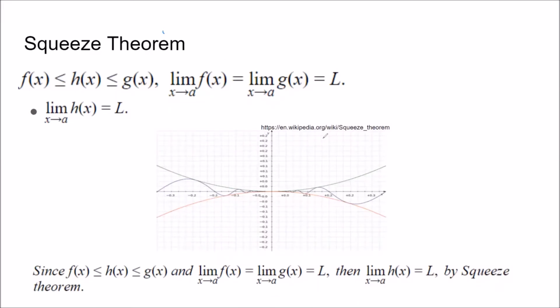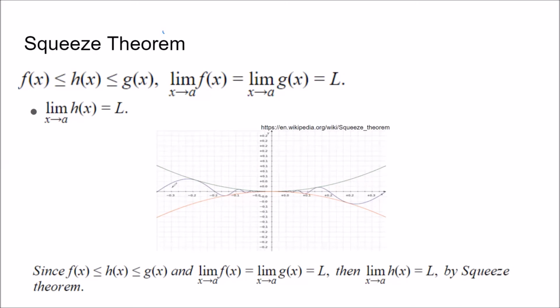Okay, this is the squeeze theorem, and this is quite an interesting one. It states that if there's a function, let's say h of x, that is greater than f of x and less than g of x near a certain point, and f of x and g of x converge at the same value at that point, then h of x also converges at that same value. And that may sound confusing, but hopefully it should make sense.